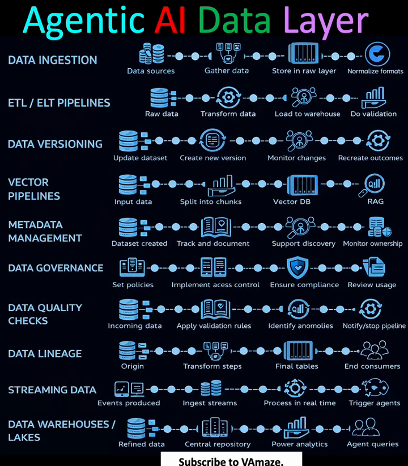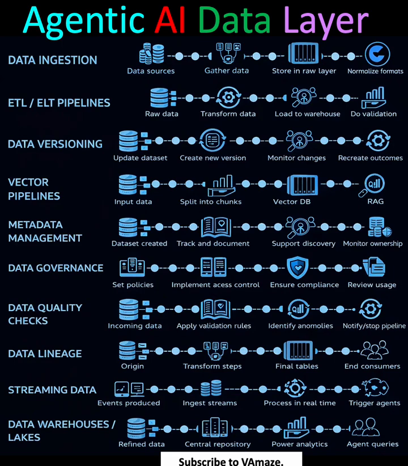Layer 2, ETL/ELT pipelines. Next, your raw data needs to become useful data. ETL, extract, transform, load, or the modern ELT approach where you load first and transform in the warehouse. Either way, the pipeline takes raw data, applies transformations, loads it into your warehouse, and runs validation checks. This is where data goes from collected to structured.